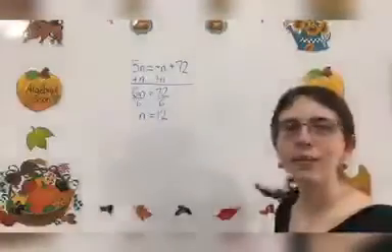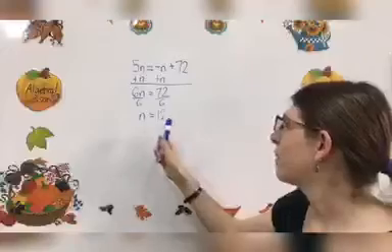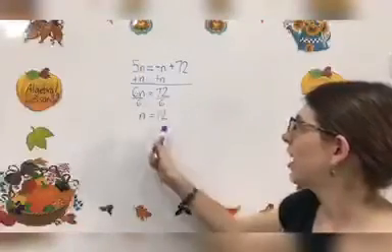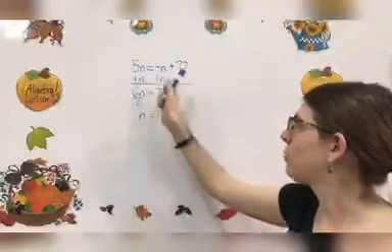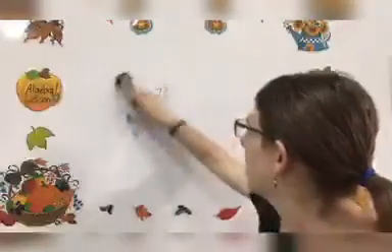For time's sake, I'm not going to check this with you, but in your problems, you would need to check this by putting 12 in place of n here, 12 in place of n here, so you'd have 5 times 12 equals negative 12 plus 72. Okay, let's go on to the next one.